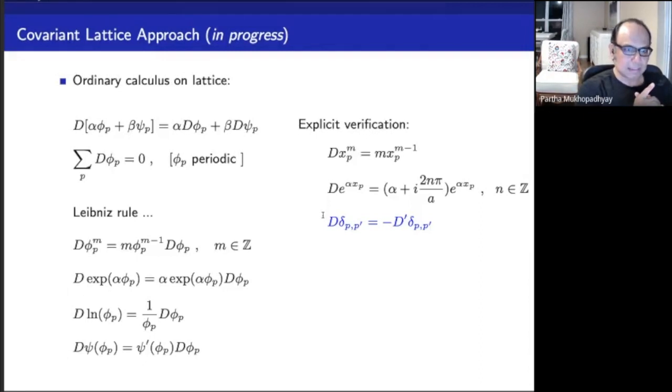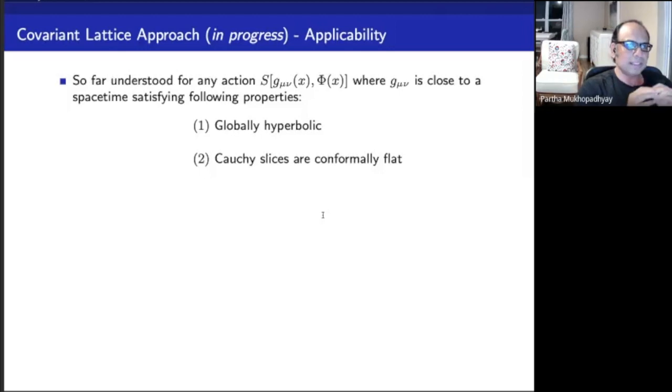And this type of relations are extremely important for symmetry analysis, like calculation of Poisson brackets and stuff like that. So this is a very technical statement and only for the experts. This construction is understood so far for any action where G mu nu is a metric which is close to a space-time that is globally hyperbolic and whose Cauchy slices are conformally flat. And the generalization to other G mu nu, other backgrounds may be possible. I will not go into those details here.